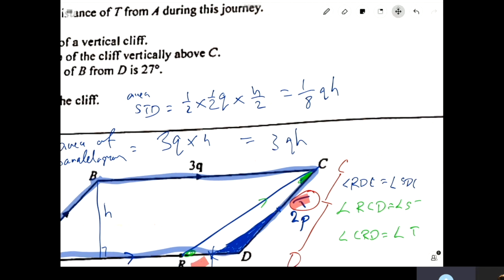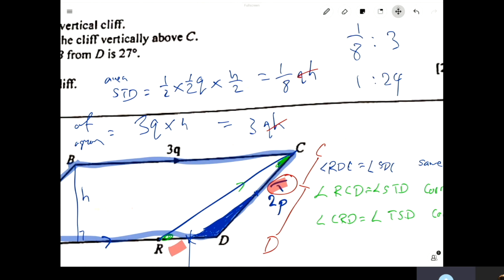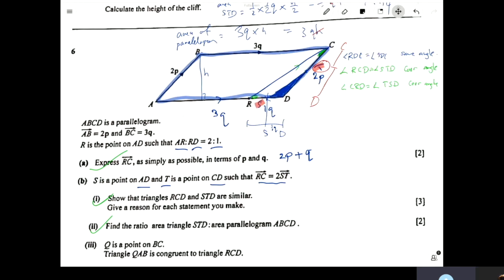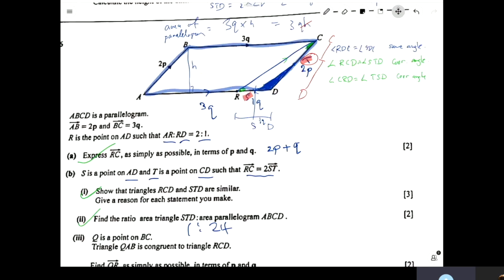So what is the ratio? We can remove both QH, so the ratio is just 1/8 is to 3. I multiply by 8, so it's 1:24. So the ratio is 1:24. Final answer 1:24. So it's basically finding area.